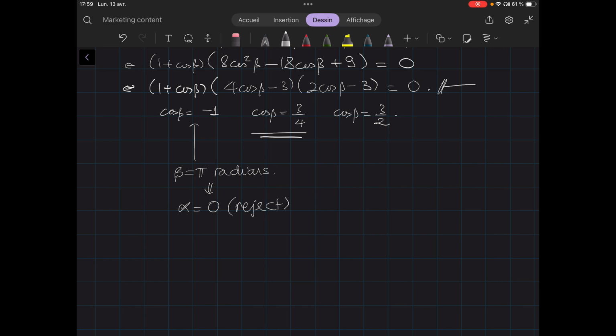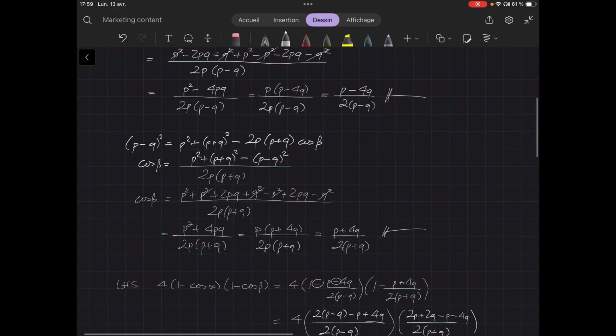Similarly, cos of beta is equal to 3/2. Well, from here, you should already know that we have no real beta, because cos of beta is always bounded between negative 1 and 1. In this case in particular, you cannot even have it equal to negative 1 or equal to 1, because the angles must be non-zero. Therefore, cos of beta is 3/4.